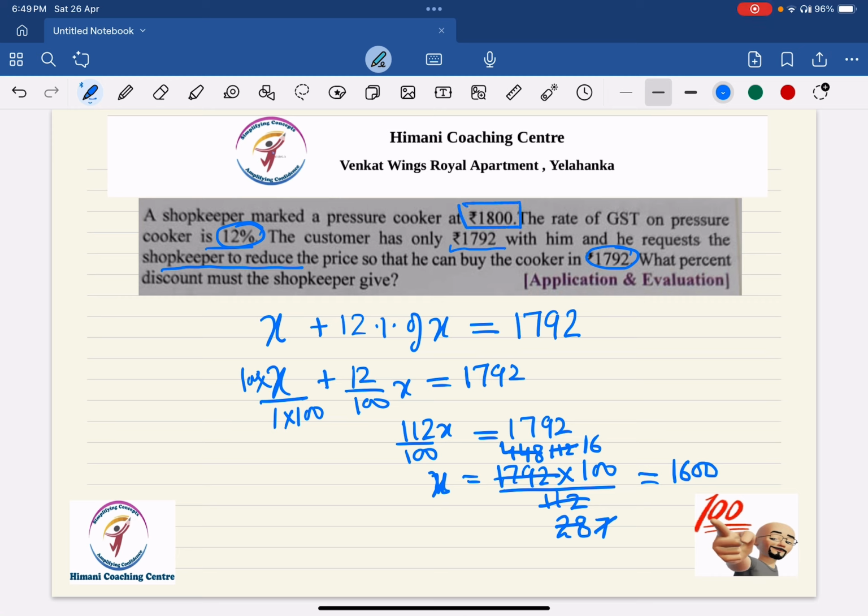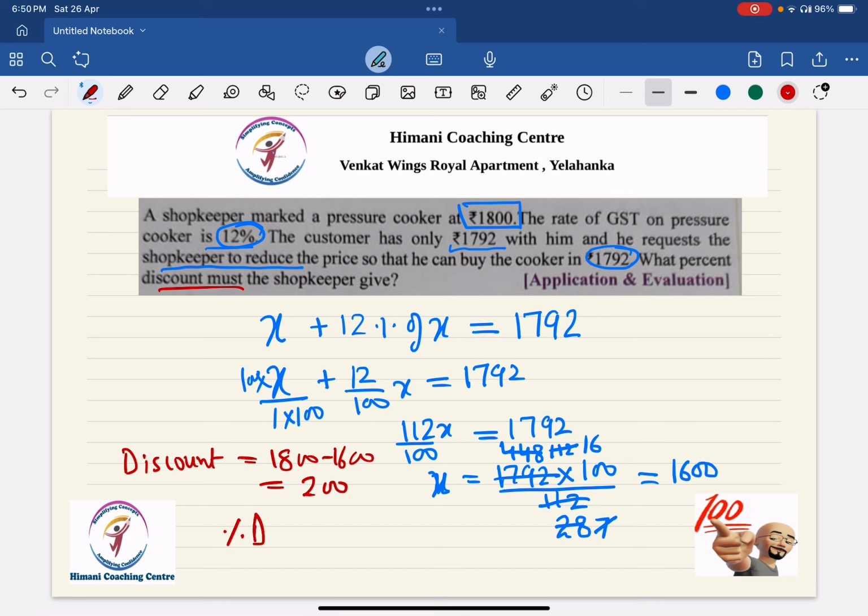What was the marked price there? 1800. Now we have to find the percentage discount given by the shopkeeper. So let us find the discount which he got, or the shopkeeper gave. Discount given would have been 1800 minus 1600, which is 200 rupees.